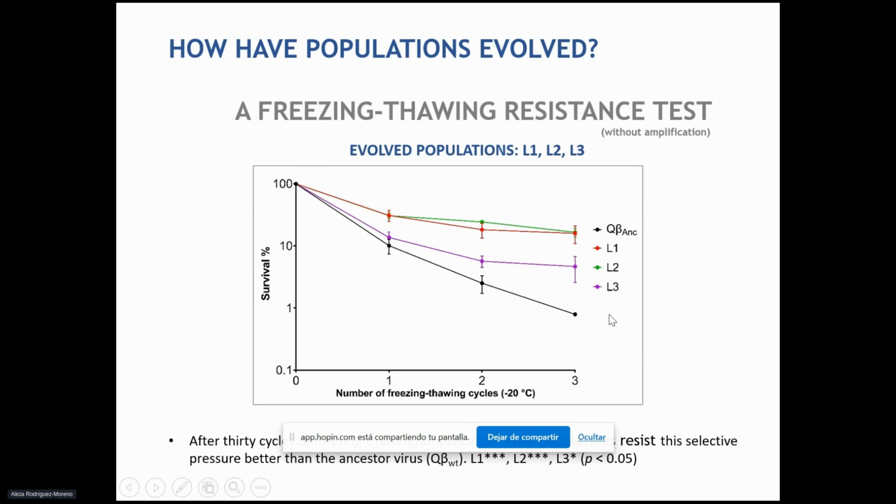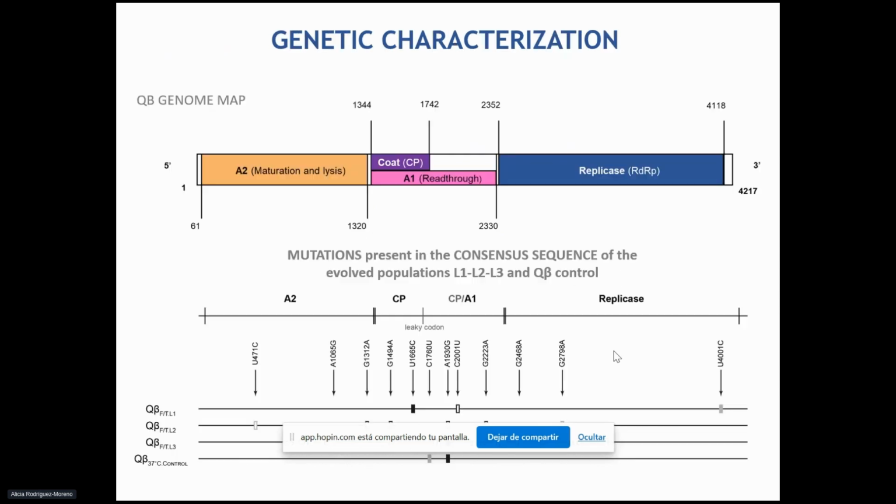After knowing the populations have adapted to the new condition, the next step is wondering how. So, to identify the mutations responsible for the resistance, we used Sanger sequencing to determine the consensus sequence of the 3 evolved lines. Don't worry if you are not familiar with this type of scheme. It is easy to follow. The first scheme here shows a representation of the genetic map of Q beta, and below there is a schematic representation of the mutations found in the genetic sequence of the 3 populations, L1, L2, and L3, and the control.